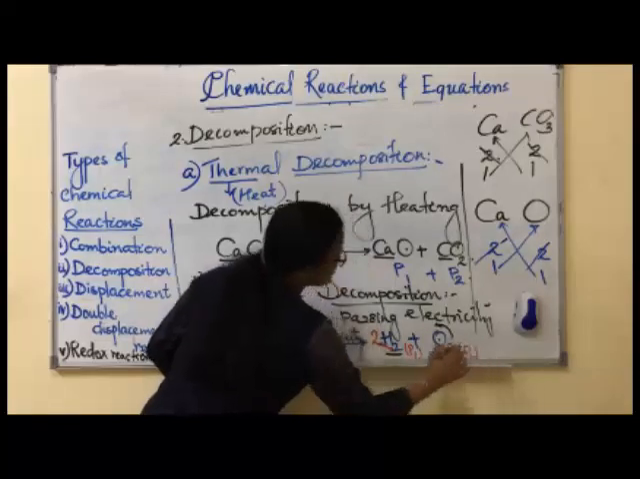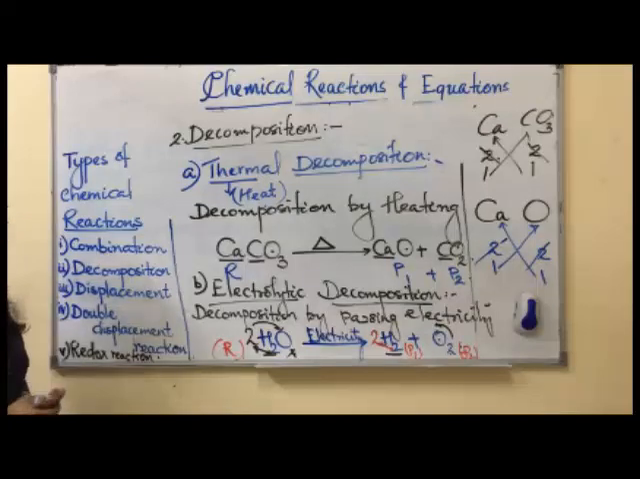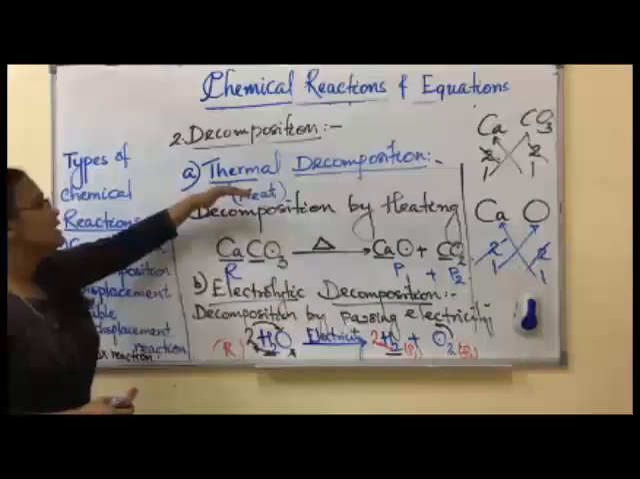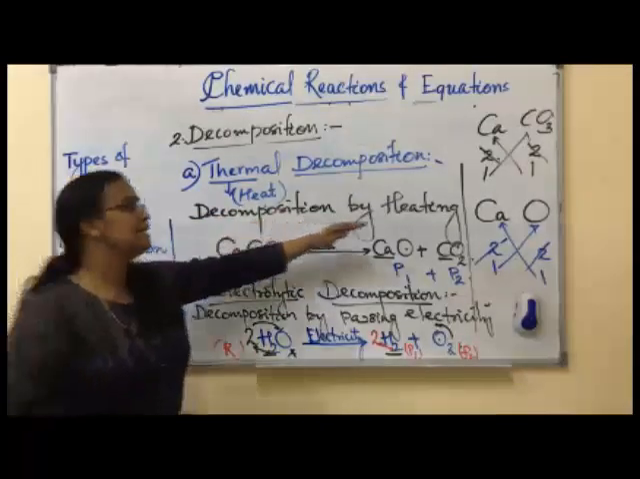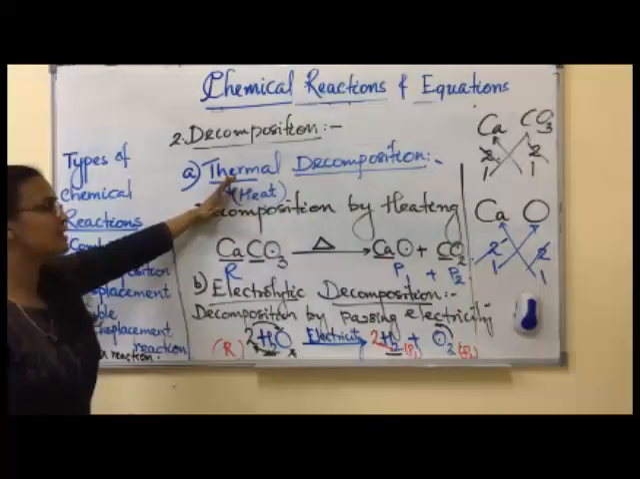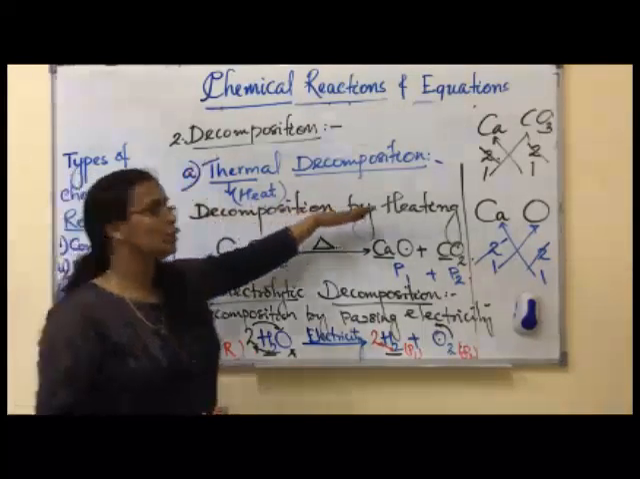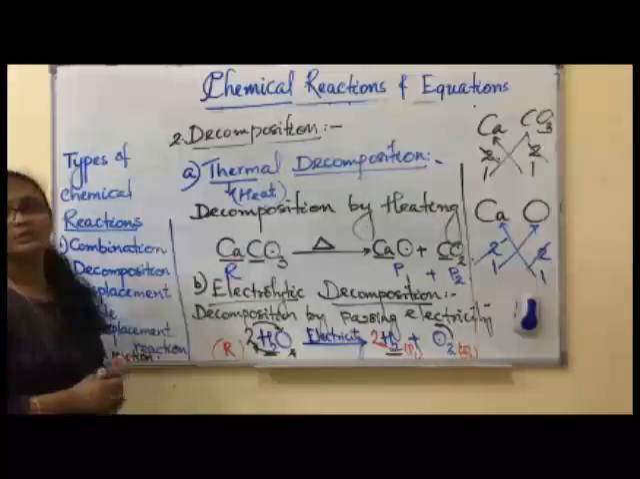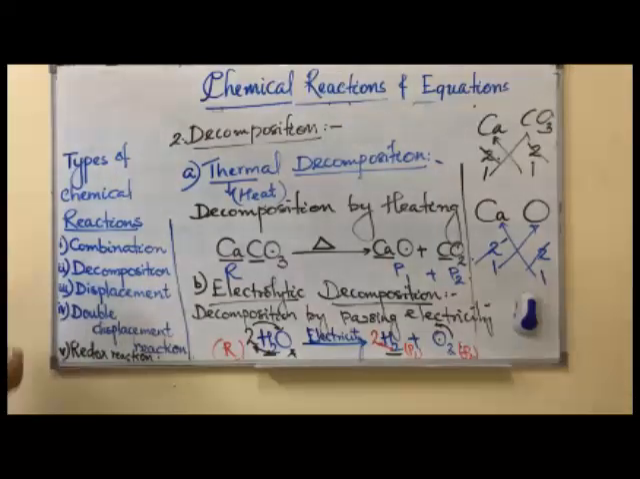So if a single reactant is converted into 2 or more products by passing electricity, it is known as electrolytic decomposition. If decomposition takes place by heat, it is known as thermal decomposition. So decomposition reaction means one reactant is converted into 2 or more products. Here one more is there, that is photolytic decomposition. That photolytic decomposition we can discuss in the next session.